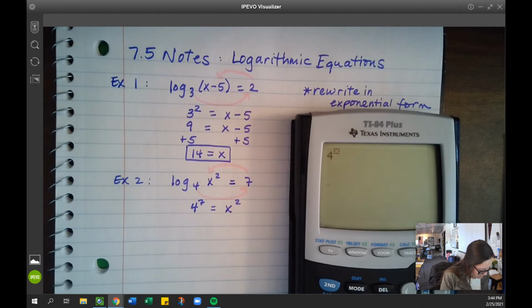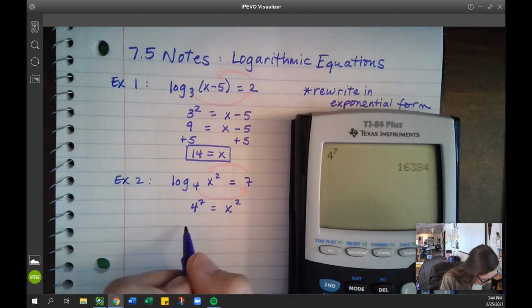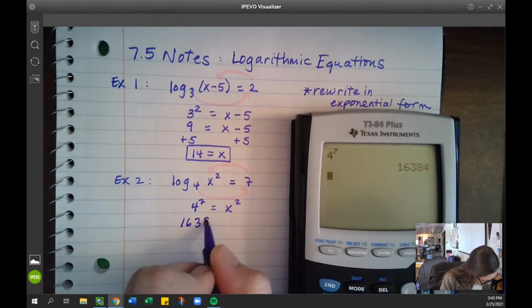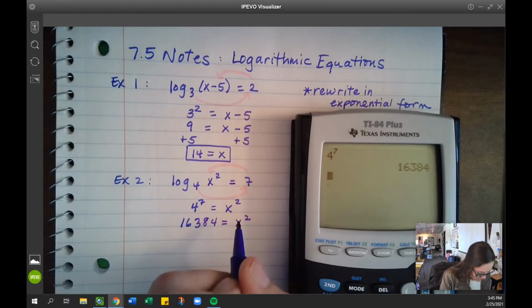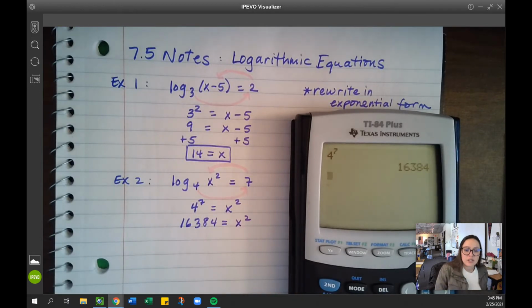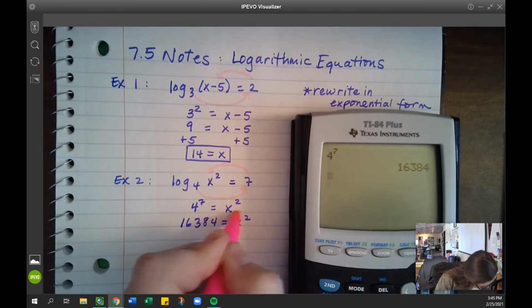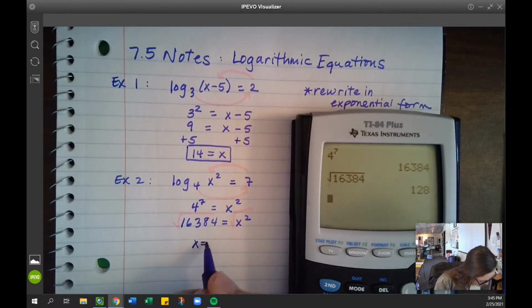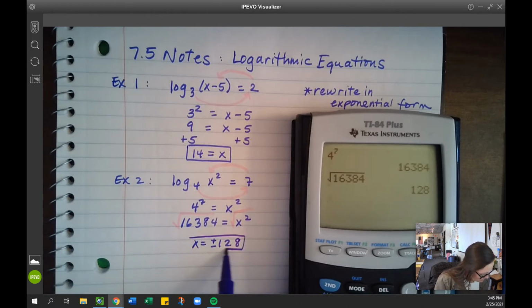4 to the 7th, wow, is 16,384. Now, to undo a square, we take the square root. So let's see if this is a perfect square. 16,384. It is indeed a perfect square. So that means x equals plus or minus 128.